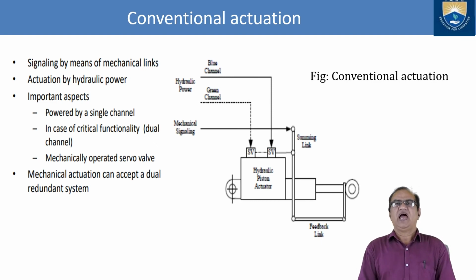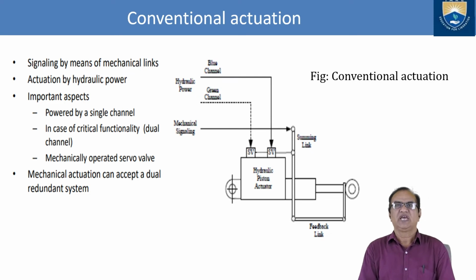If you see here, I am talking about conventional actuation. In this, signaling is by means of mechanical links. We use the links and rods to signal the system. Actuation is by hydraulic power. An important aspect of this system is that it is powered by a single channel. In case of critical functionality, a dual channel, mechanical operated servo valve, mechanical actuation can accept a dual redundant system.